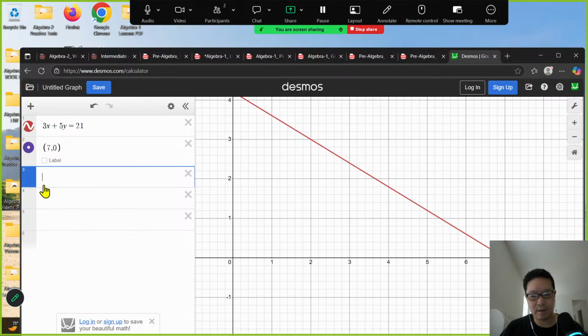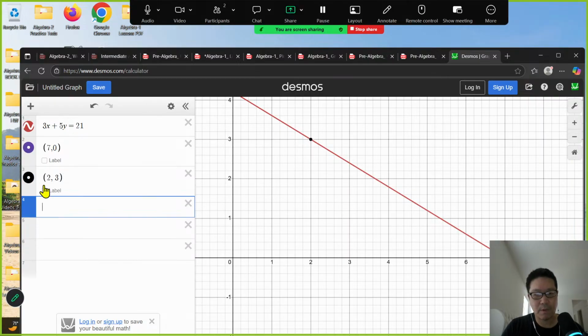The other was what? (2, 3)? Yeah. And that's on the line as well. And what's unique about these two solutions is that they're integer solutions. In other words, they're not things like fractions. But fractions are completely okay.